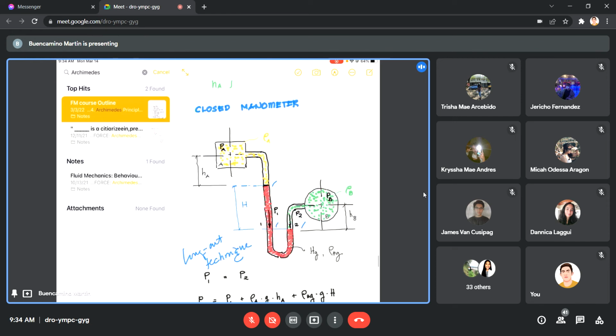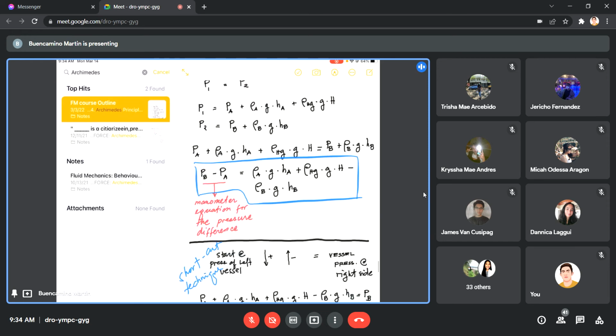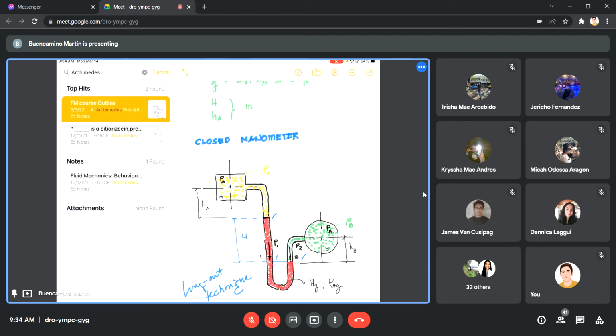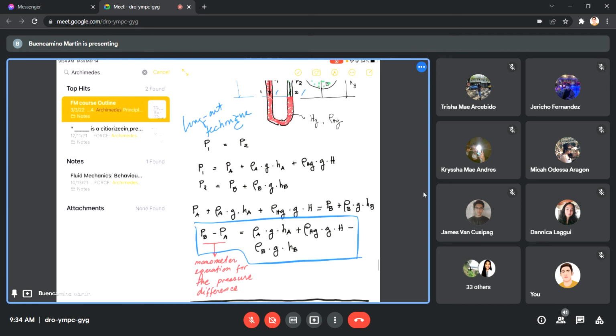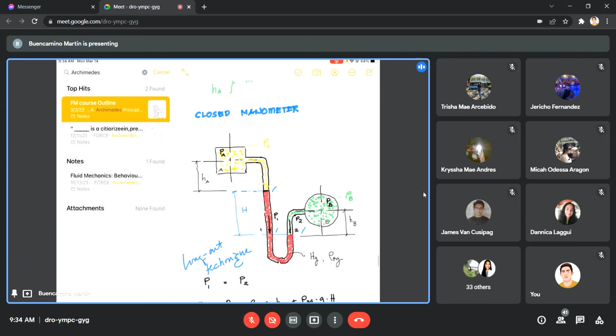No? So it is uniquely for this configuration of manometer alone. Because class, this closed manometer can have many arrangements. At kung ganito ang setup, this equation is specific dito sa ganitong setup only. Because we can vary the setup of this closed manometer. So there is no general formula for this, class. Hence, we call this, class, a specific formula. No? A specific equation for this particular setup of manometer.